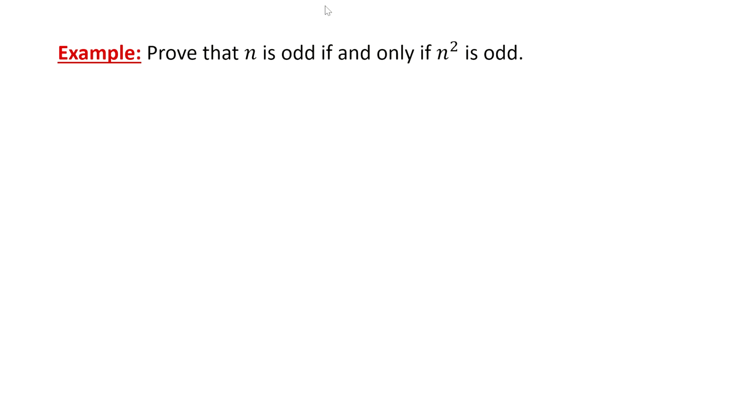So same statement up at the top. We still have n is odd if and only if n squared is odd. The only difference now is we're going to start where we ended before. We're going to start at n squared is odd, and we're going to try to get backwards to n is odd. And I'm going to do a little bit of scratch work first. So our new starting point is n squared is odd.